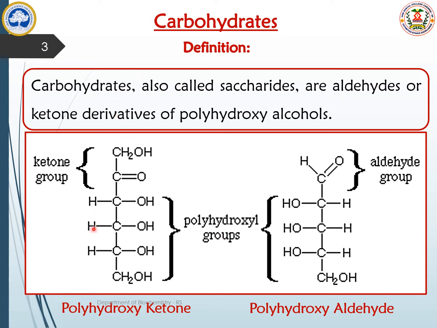So here the picture shows the polyhydroxy alcohol group attached to the keto functional group. There are also other carbohydrates where the polyhydroxy alcohol groups are attached to the aldehyde functional group. So either an aldehyde functional group or a keto functional group will be attached to the polyhydroxy alcohol. When the keto functional group is attached to the polyhydroxy alcohol, the structure is called a polyhydroxy ketone. When the aldehyde functional group is attached to the polyhydroxy alcohol groups, the structure is called a polyhydroxy aldehyde. They are nothing but sugars. They are called carbohydrates.